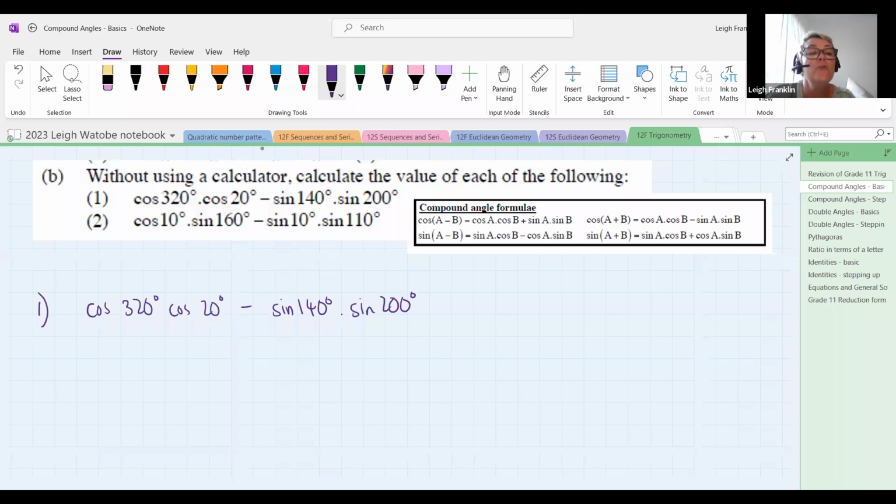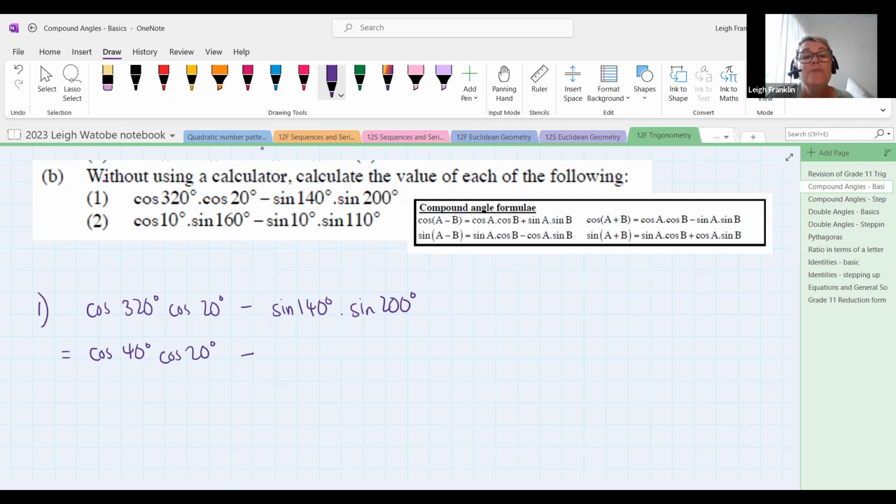Okay, so I'm focusing on the cos 320 because that is a reflex angle. 320 is in quadrant number 4. Okay, so we're going to use the reduction formula, 360 minus. Okay, so this would be 360 minus 40. Okay, so I'm going to write this as positive cos 40. Cos 20 is not a problem for me.